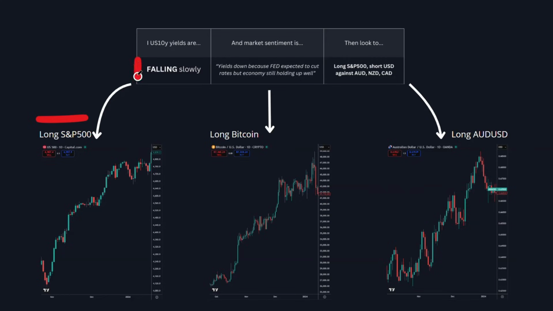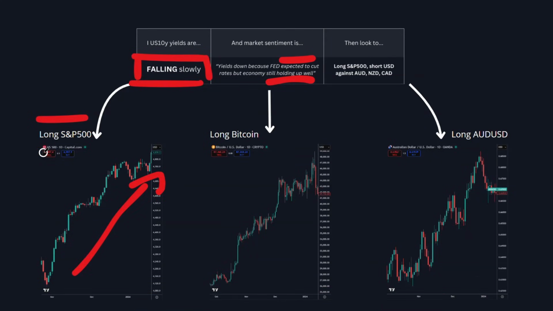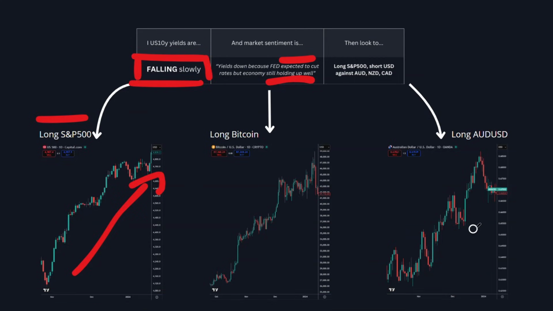In a regime where yields are falling slowly, the Fed is cutting rates, and the economy is still holding up well, you absolutely want to be long the S&P 500, the Nasdaq, maybe even Bitcoin. But the best absolute trade is long the S&P 500. But contextually, understand also what should happen in Forex, okay? Where the dollar weakens against a high beta currency like the Australian dollar. Just know that if you have to choose between these, choose the S&P 500.